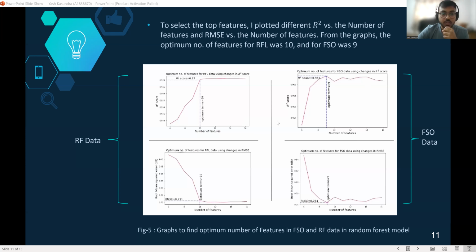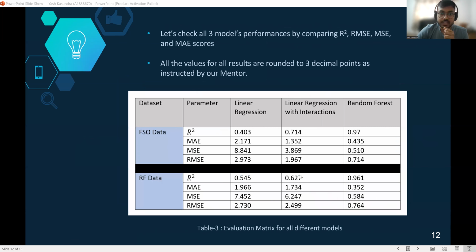Now, let's look at our results, like our error scores. In this table, I've simply put all of the errors, that is R-square, MAE, MSE, and RMSE errors for all three models: linear regression, linear regression with interactions, and random forest. As you can see, linear regression didn't perform very well. The R-square value is quite low, and our RMSE score is very high. This indicates that our model was not performing too well.